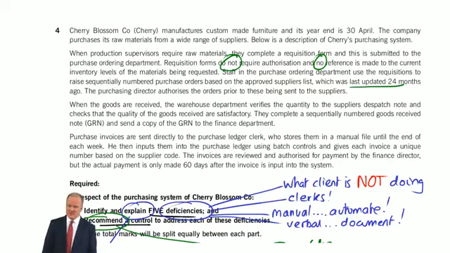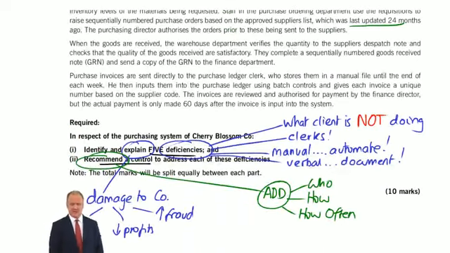They complete a sequentially numbered goods received note. Good. And send a copy of the GRN to the finance department. Good, because we want the finance department to check when the purchase invoice arrives that it matches the goods that were received. I wonder if they do. Purchase invoices are sent directly to the purchase ledger clerk. Okay, clerk should be doing basic stuff, yes? Who stores them in a manual file until the end of each week.